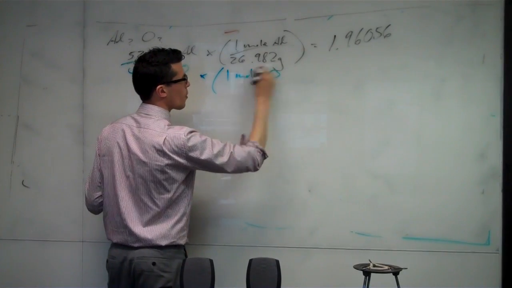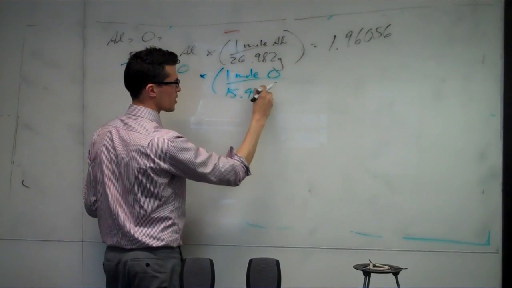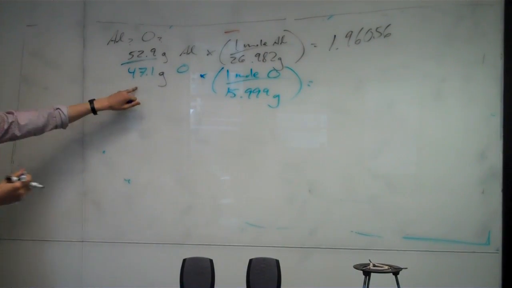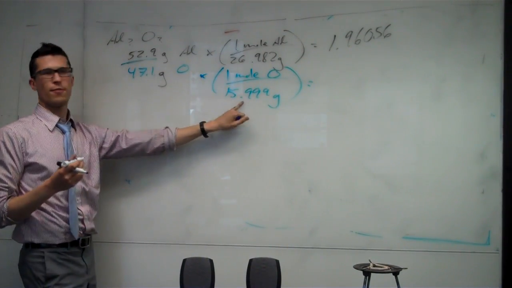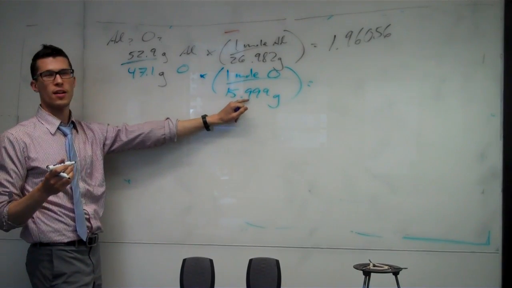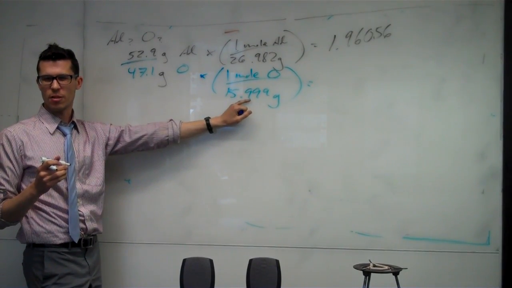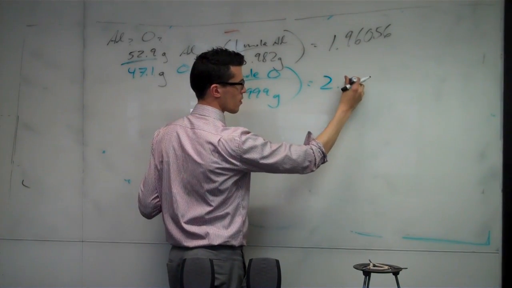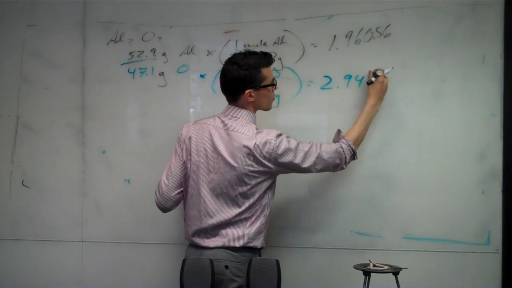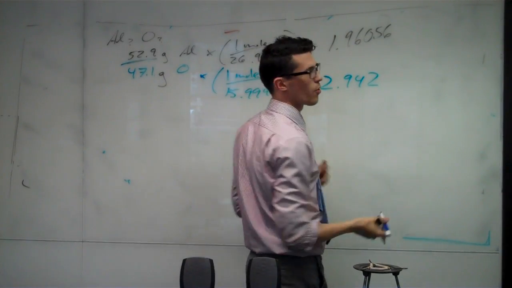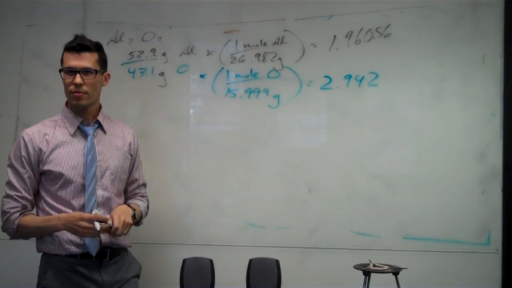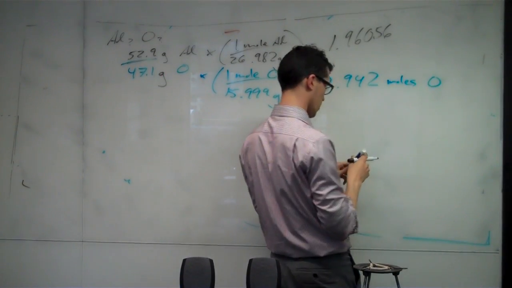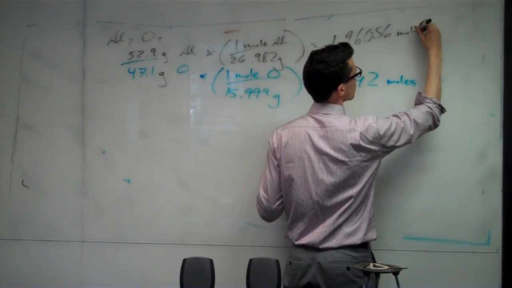Okay, that's great. Now the oxygen. I'm going to turn this into moles as well. So this is going to be 4.71 divided by 15.999. What's this going to be? It should be 2 point something. 2.942. Okay, that's good enough. So this is moles of O, and that's moles of Al.